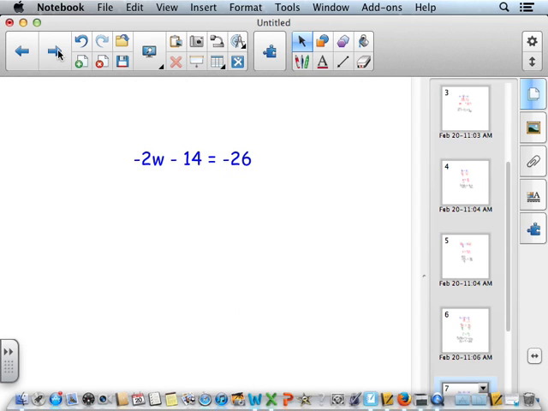Here I have another two-step equation where two operations are involved. Again, I have multiplication, and this time I have subtraction. So I'm going to do the opposite of whatever's being done to my variable term. Negative 2y is my variable term, and I'm subtracting 14 from that. So to solve, I will add 14 to each side of my equation.